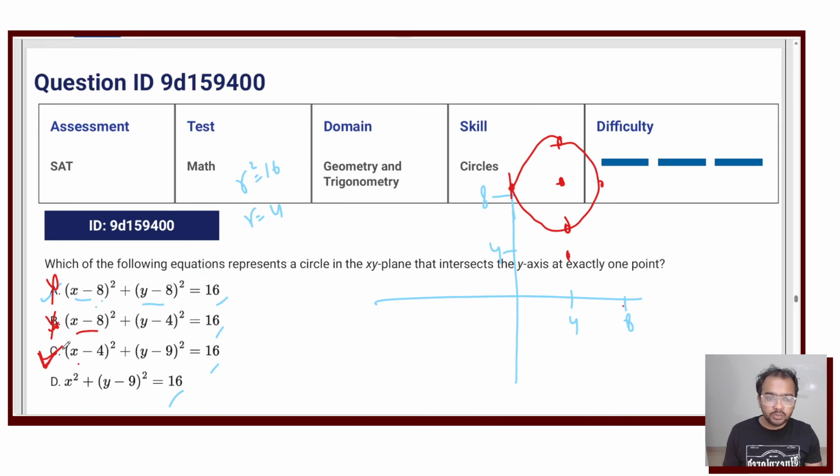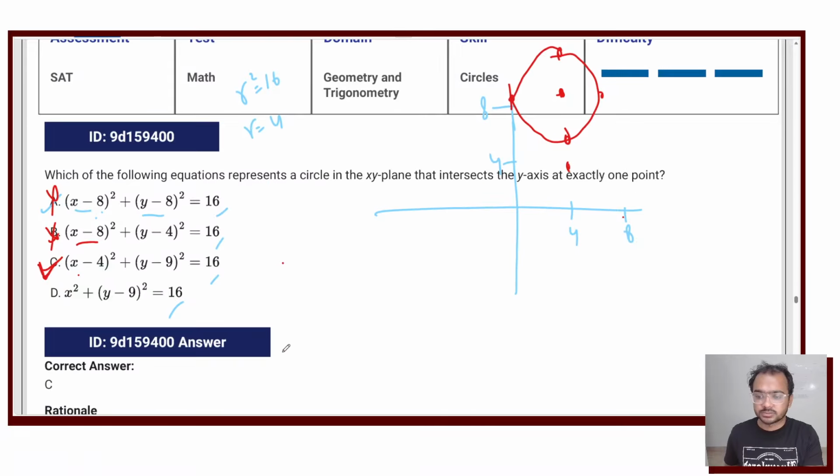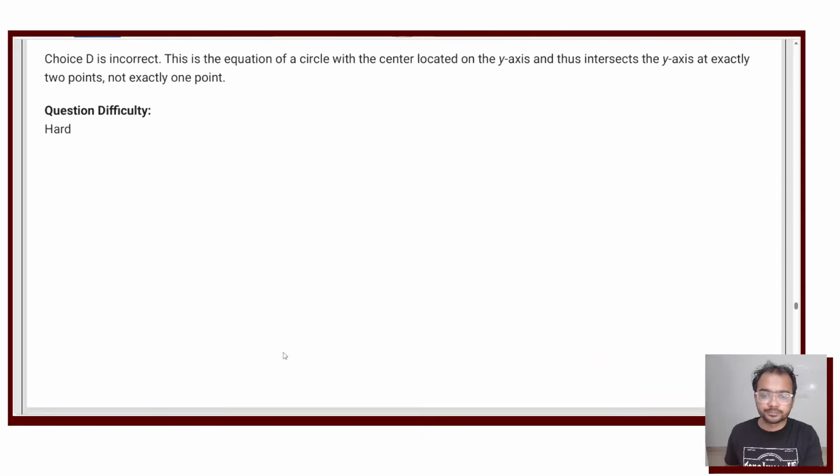And if you don't want to analyze all these things and don't want to do it this way, you can go to Desmos, put it there, and you will be able to figure out which circle satisfies the given condition. Okay, so C should be our answer.